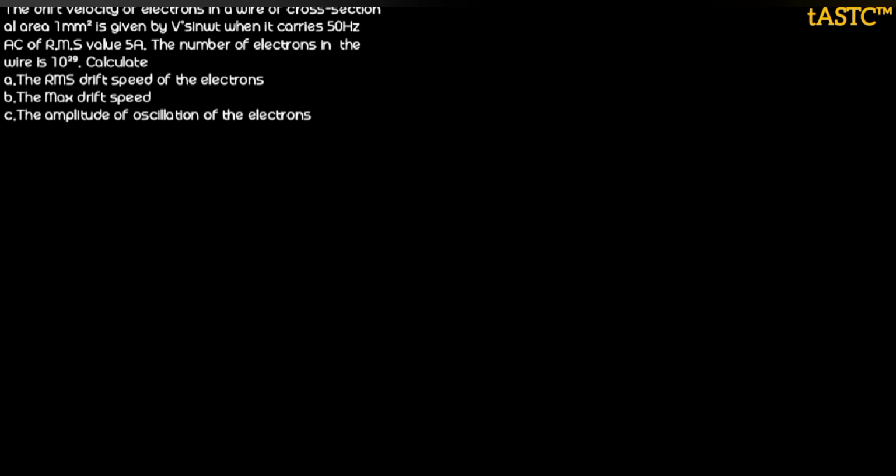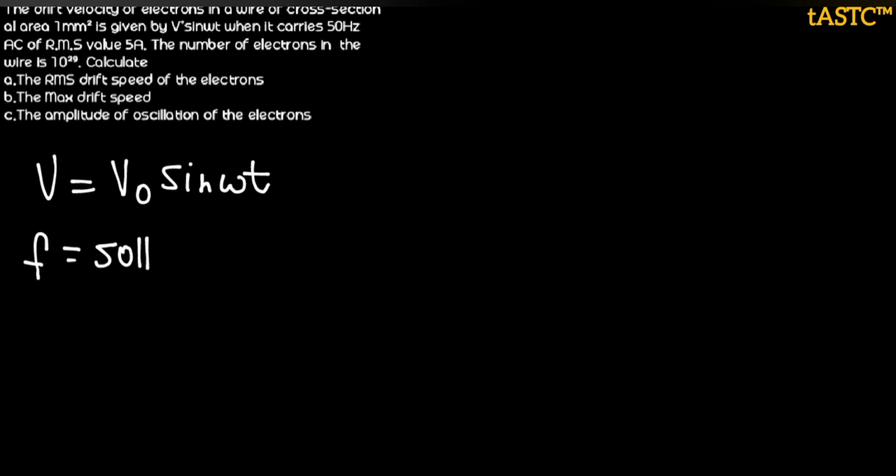So first of all, we were given the drift velocity. I'm going to write that as a v. Now they said that drift velocity is represented as this, V0 sine omega t. Now we have the frequency f, that is equal to 50 Hz. And we were also given the cross-sectional area. I'm just going to represent that as an A. And that is equal to 1 millimeter squared.